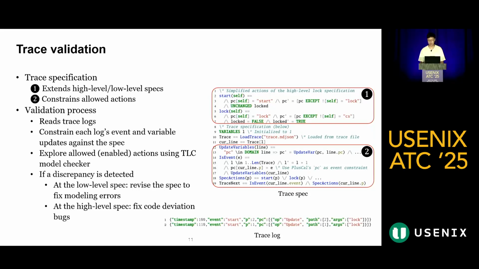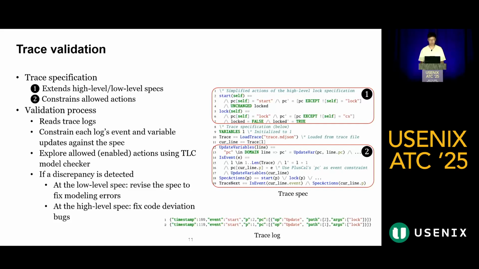Trace validation uses a specially constructed trace spec based on the original specs, serving two key roles. First, the trace spec extends the original spec to explore its state space. Second, it constrains allowed actions based on the observed code trace logs. During validation, the trace spec reads the trace logs and applies constraints like process ID, event name, and variable updates.